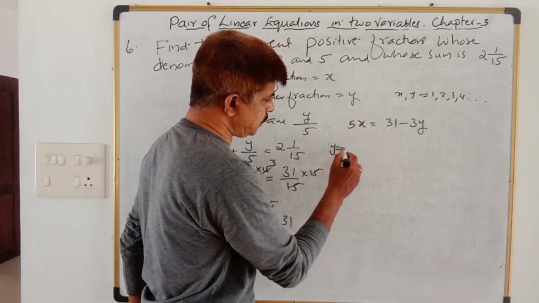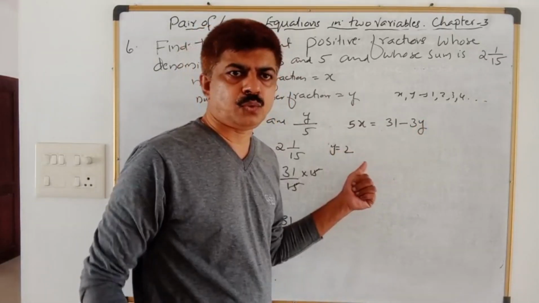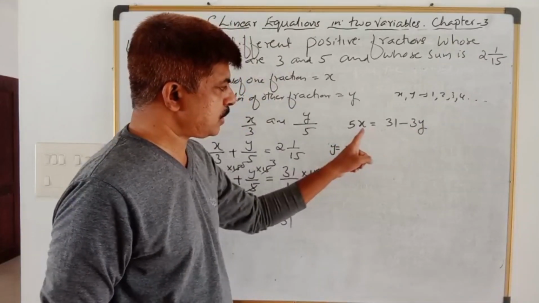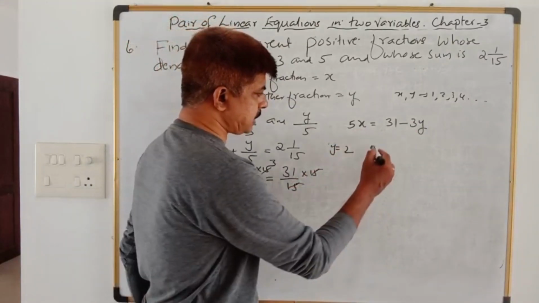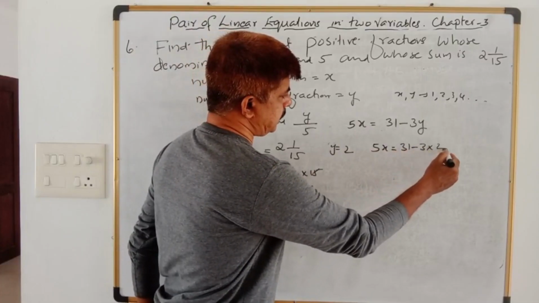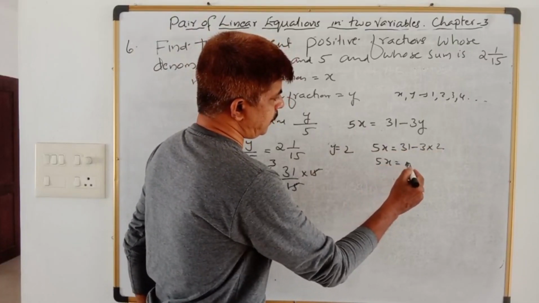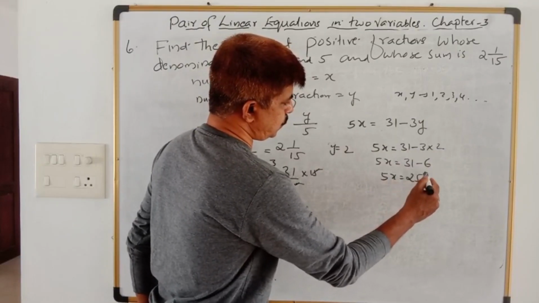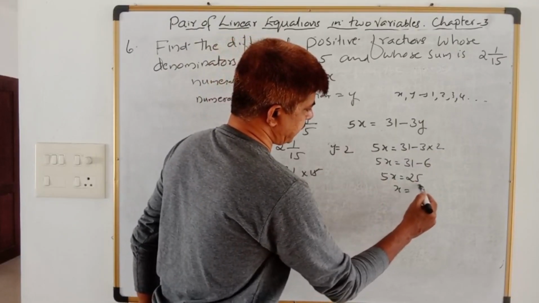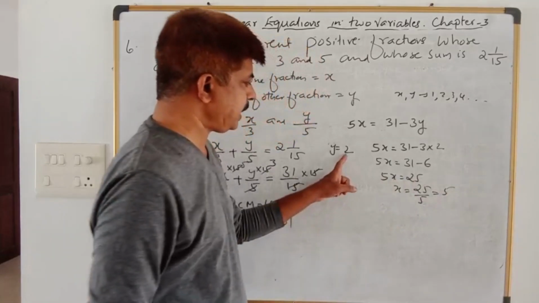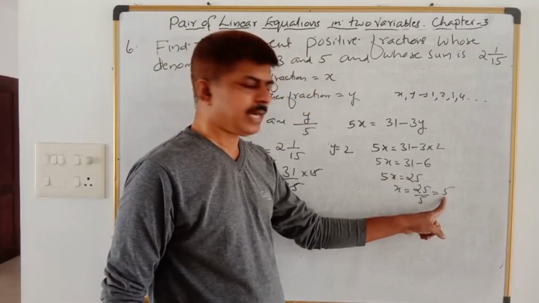When y is equal to 2, we can put y as 2. What's the reason? So that the difference will be divisible by 5. That is the reason. 5x is equal to 31 minus 3 into 2. 5x is equal to 31 minus 6. 5x is equal to 25. So what is x? We are getting x as 25 by 5, which is equal to 5. When y is equal to 2, we are getting x as 5.